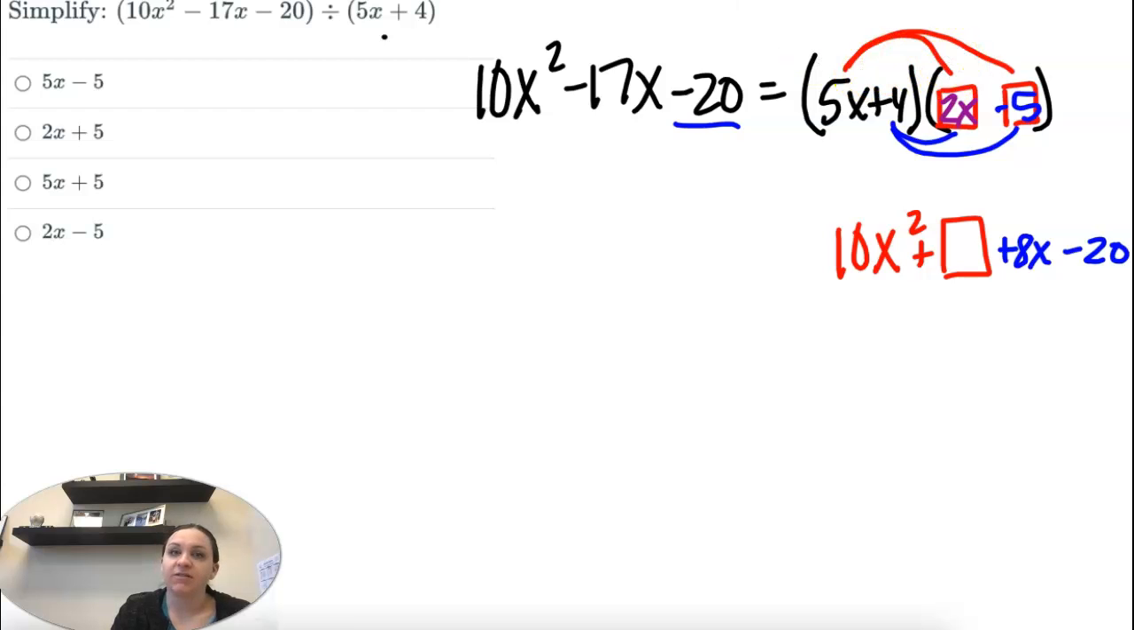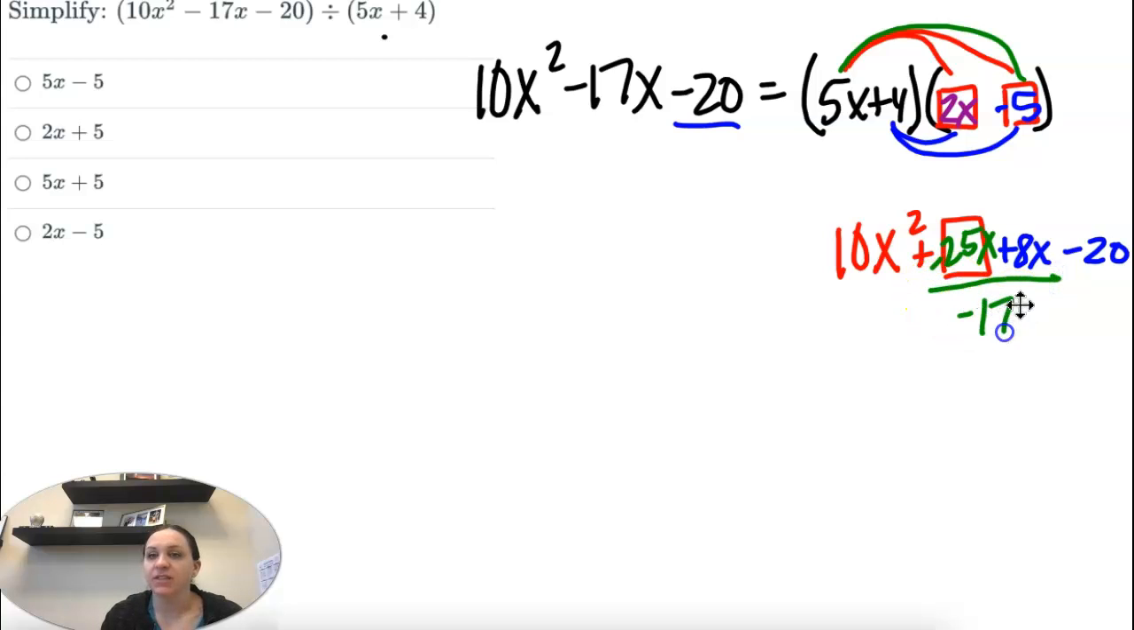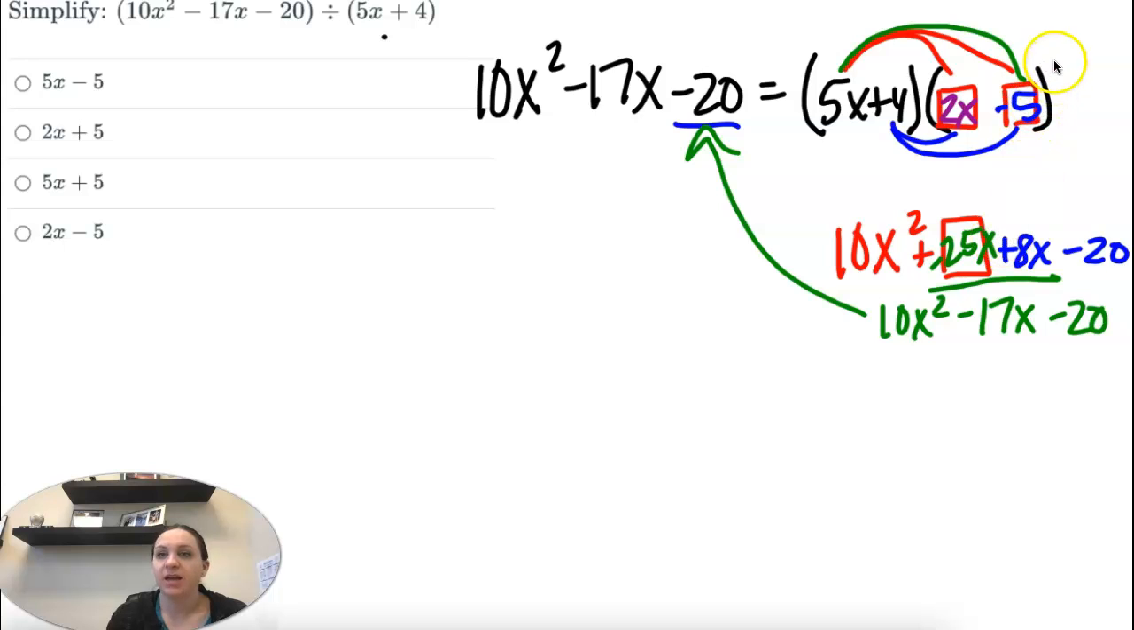So now that that negative 5's there, we can go back to that one we skipped. 5 times negative 5 is negative 25, and then we have an x. So if I combine those middle two, that's where the negative 17x comes from. And then I'm back to the original. So my answer is this factor that we just found, 2x minus 5.